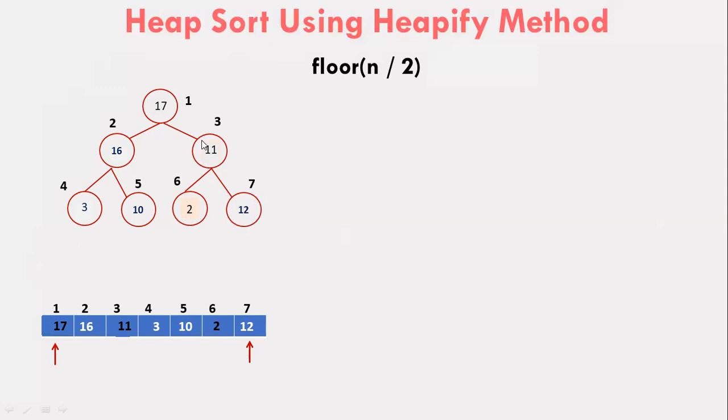So 12 I will be comparing with 11. Of course, here 11 is smaller than 12. So we need to swap this 11 with 12. So my 12 will come here and 11 will go here. The same I have reflected in my array. So now this complete binary tree is satisfying the max heap property.